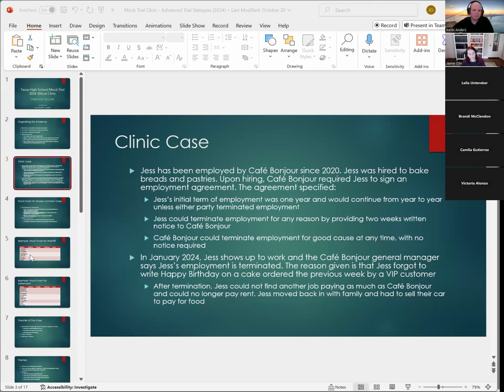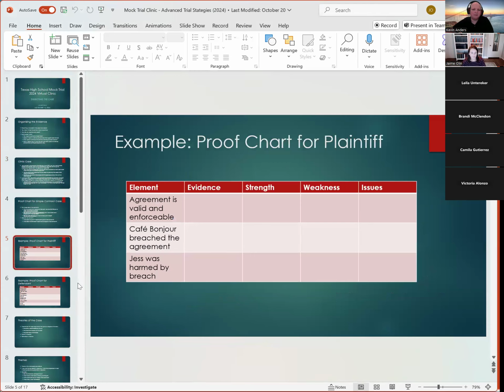And I'm going to go back to the proof charts for a minute. So the one that we looked at before was for Jess, the plaintiff. And again, these are the three elements that we would have to prove. If you're making a chart like this, the evidence column would be to list every piece of evidence that you see from the fact statements that is in Jess's favor.